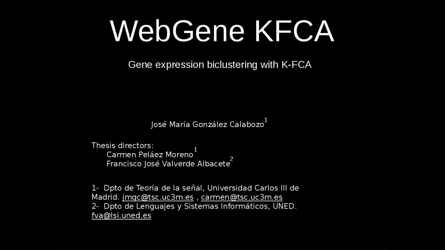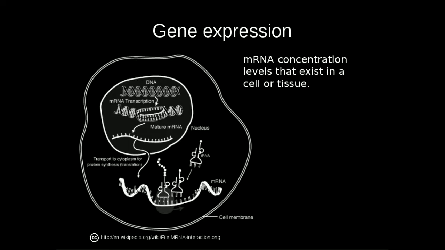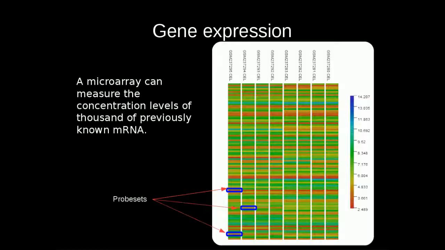This presentation will describe a new web-based tool to group genes by their expression profile. A gene expression profile shows the mRNA concentration levels that exist in a cell or tissue. This measure is done with the help of microarray chips. One microarray can measure the concentration levels of thousands of previously known mRNA chains.